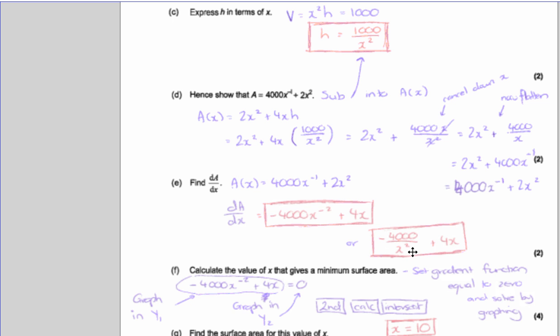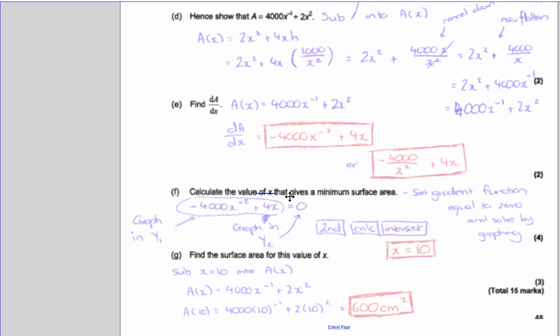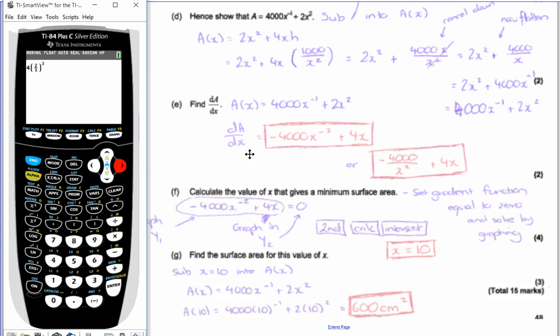Last one here. Calculate the value of x given a minimum surface area. So take your gradient function, set it equal to 0. So that's what I did. I took my gradient function here, set it equal to 0 because it's a minimum surface. Set the gradient function equal to 0 and solve by graphing. So let's do that really quickly now. Clear. So y equals, let's clear that.